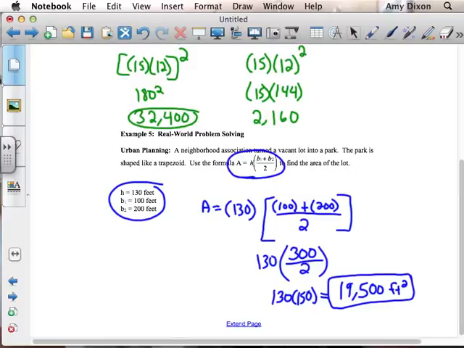So as long as you follow these problems step by step, and be sure you put parentheses around the numbers that you evaluate, this shouldn't be too difficult of a section.